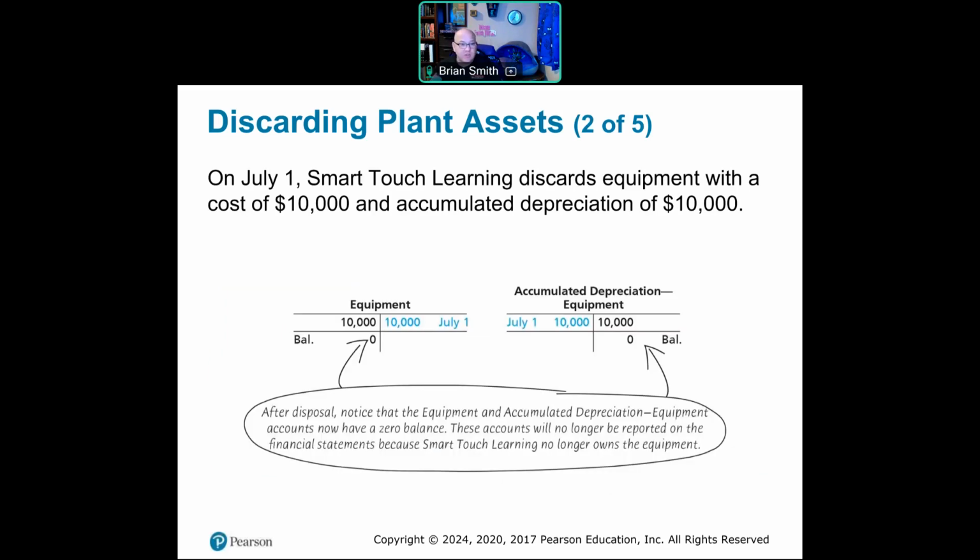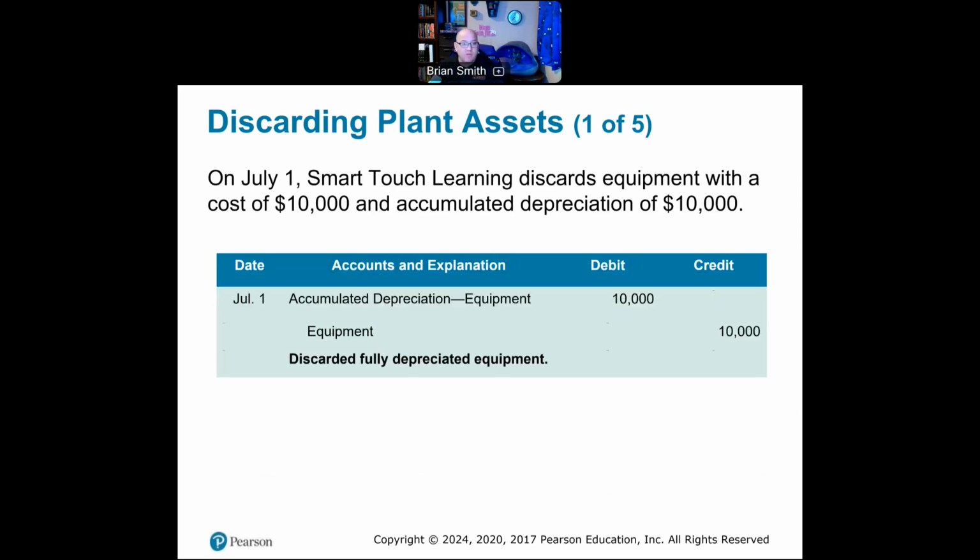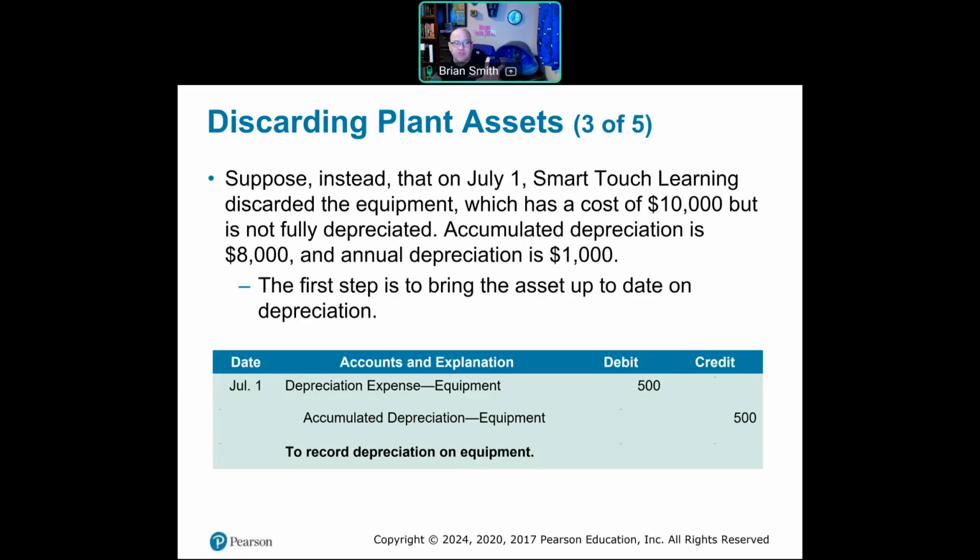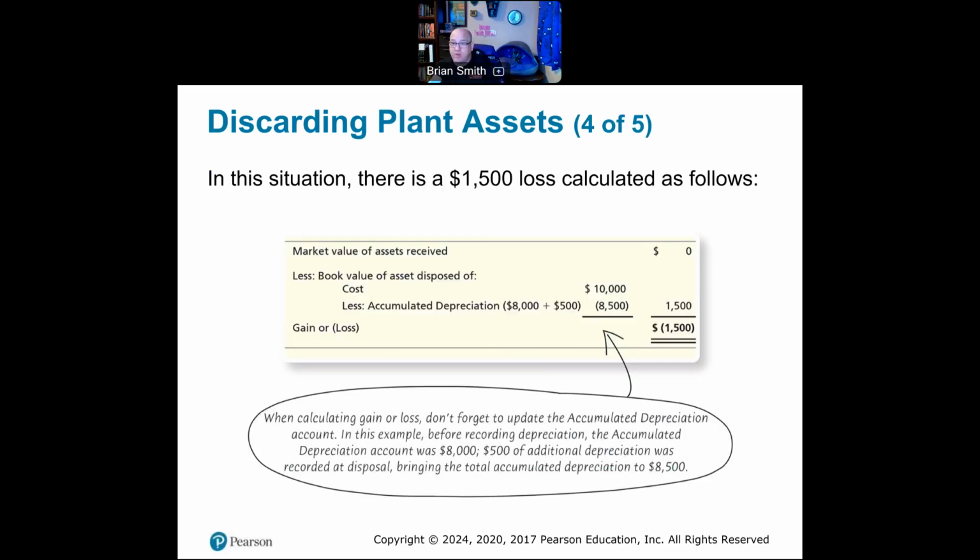I'm sorry, I was going back in time on the slides because I don't know why they continued this situation, since they've changed the situation. Fine. So instead, we have $500 now. So now we're up to 8,500 of accumulated depreciation. So our book value is 1,500.